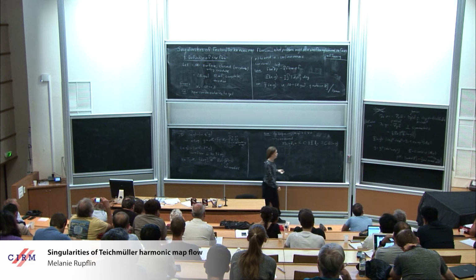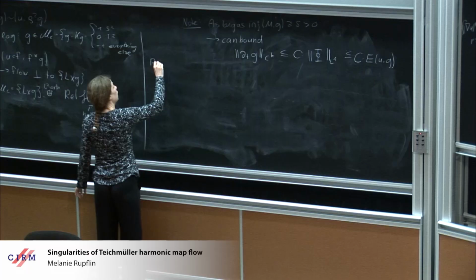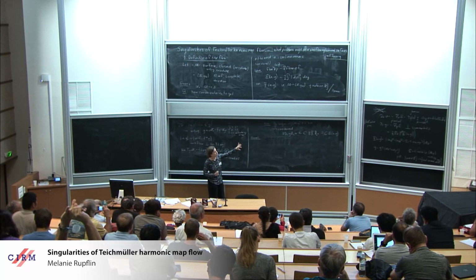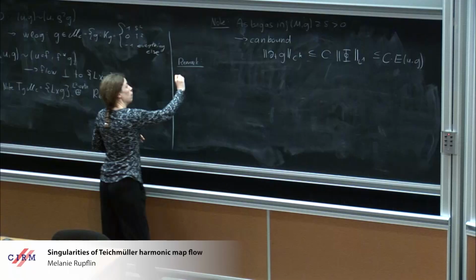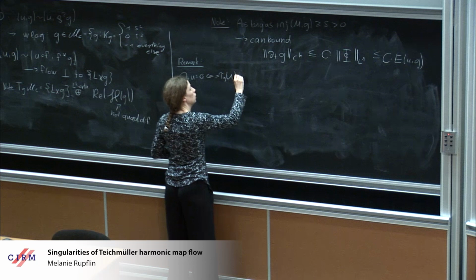So let me just mention that this actually makes sense if you're trying to find minimal immersions. So let me make a remark. What is this flow trying to do? If we look at the critical points, the stationary points of this flow, we have that dtu equals 0 is equivalent to u having tension equal to 0. So u being a harmonic map.